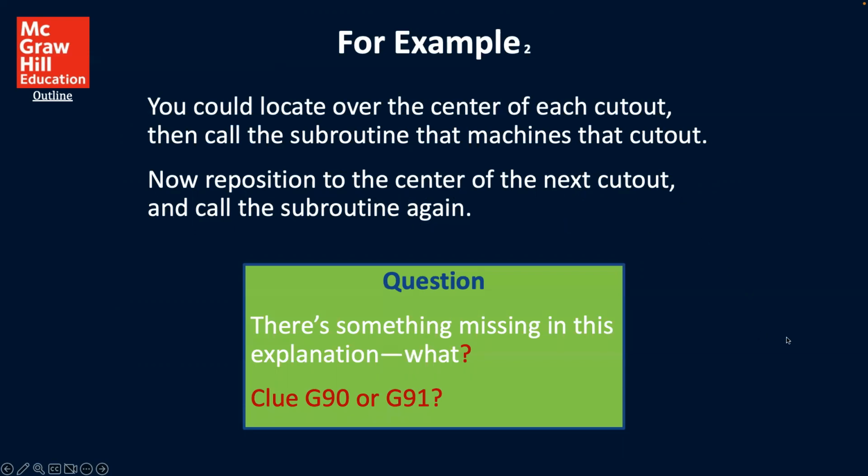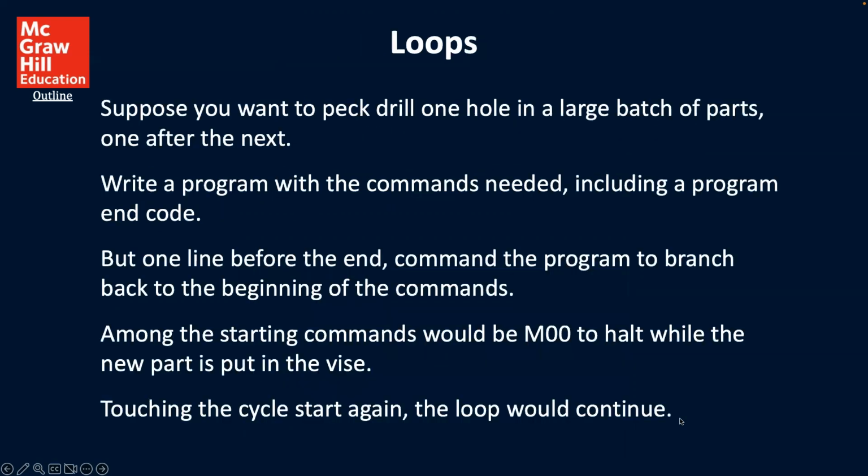So the question you might want to be thinking about here: there's something missing in this explanation. What is that? The clue is thinking about G90 or G91. And so you might want to look up those codes, think about that, and come up with what you think is the best answer.